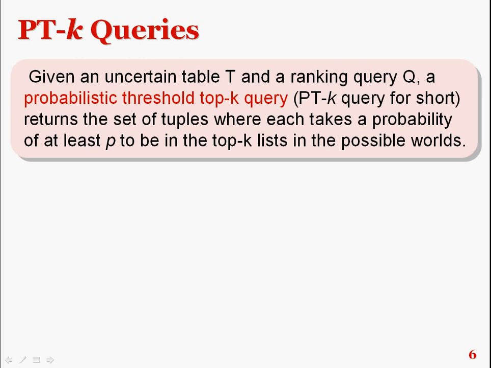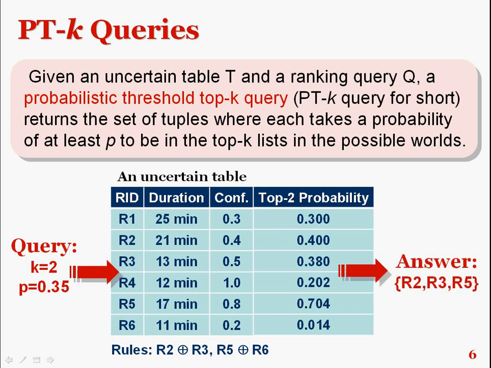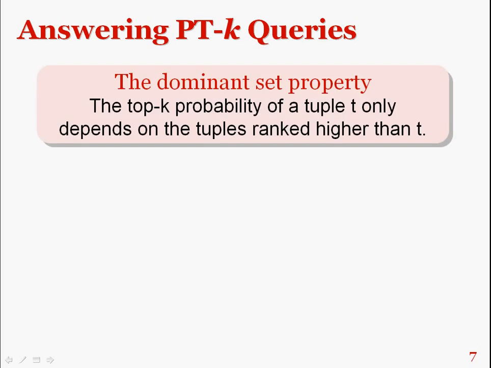Formally, given uncertain table T and a ranking query Q, a probabilistic threshold top K query returns the set of tuples where each takes a probability of at least P to be in the top K lists in possible worlds. For example, in the uncertain table about panda presence, if we set K to 2 and set P to 0.35, then R2, R3, and R5 are returned. We also proposed efficient query answering methods.